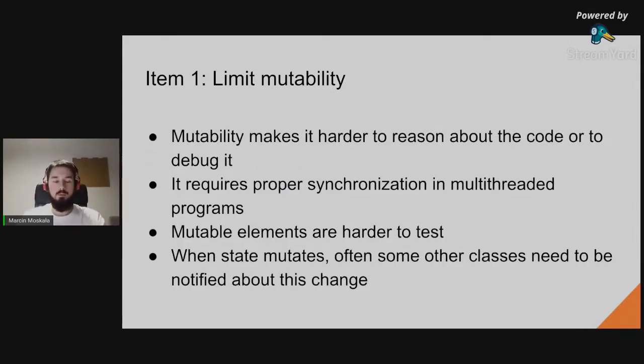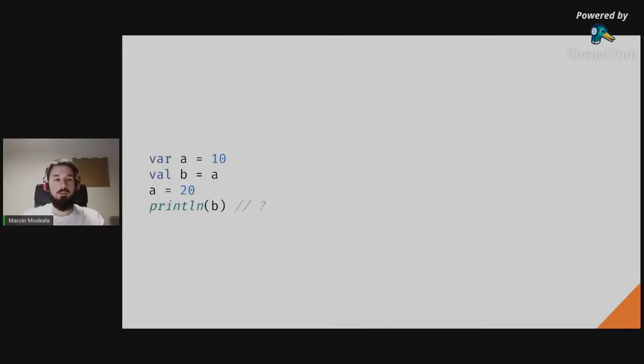Then, when state mutates, other classes often need to be notified, and this I would like to show in this small quiz that I often give in my workshop. It seems to be something very basic, but very often even senior developers make mistakes here. So if I set 10 to A, A to B, change A and ask for B, the answer is 10 because we use a value.